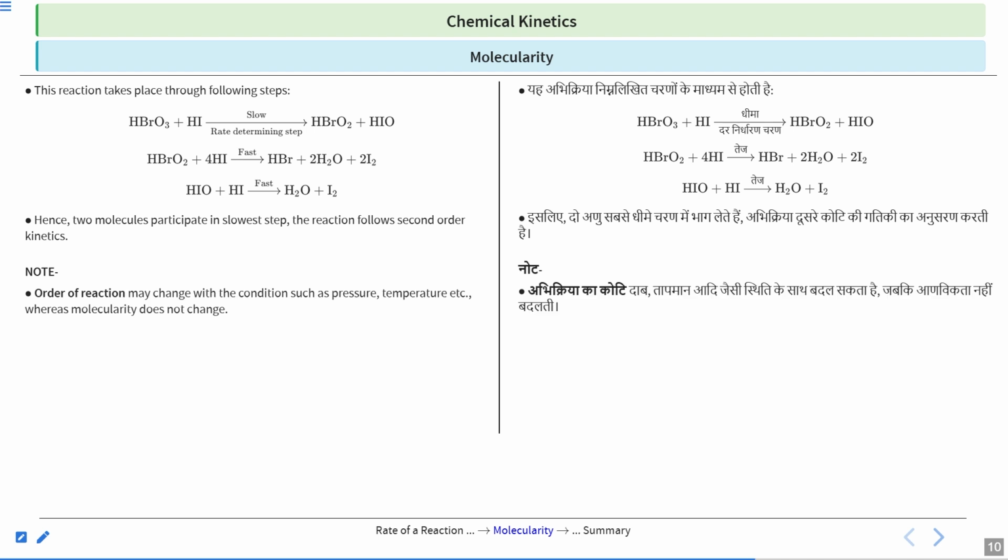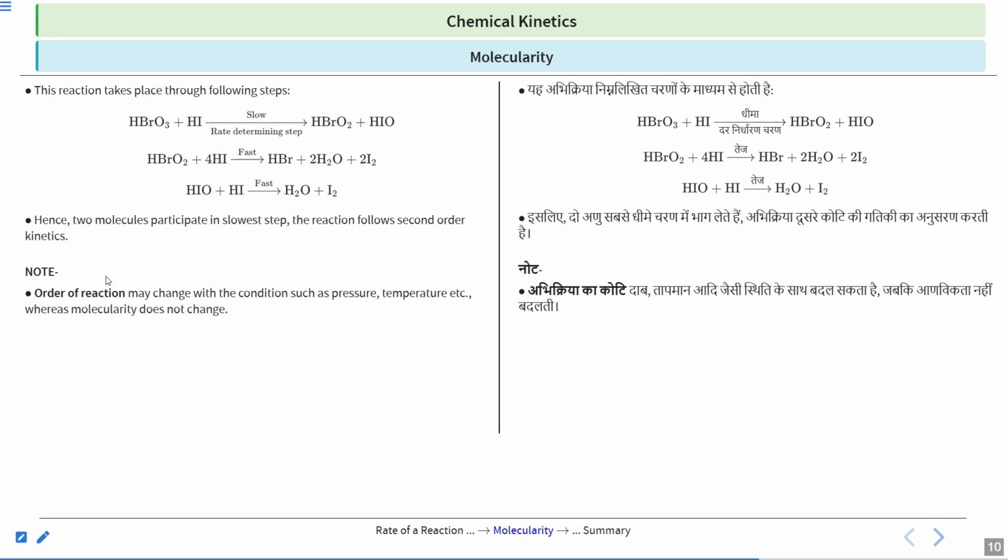Now the thing to notice here is that the order of reaction can change with conditions such as pressure and temperature, but molecularity does not change. So this is a very, very important thing to remember. It is also very obvious. What is molecularity? It is the number of molecules that are colliding to give a product. So that will be fixed. If you want a product, you can't just take one molecule of HI and give the product. You will need HBrO3, or else it will violate the law of mass action. So that is very important.